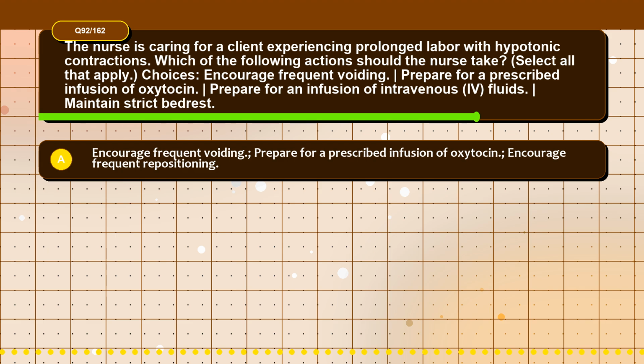Here are the options. Option A. Encourage frequent voiding. Prepare for a prescribed infusion of oxytocin. Encourage frequent repositioning.